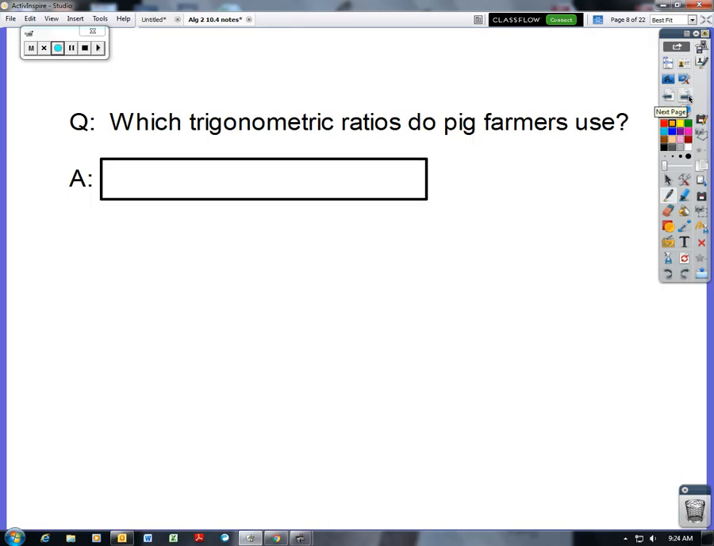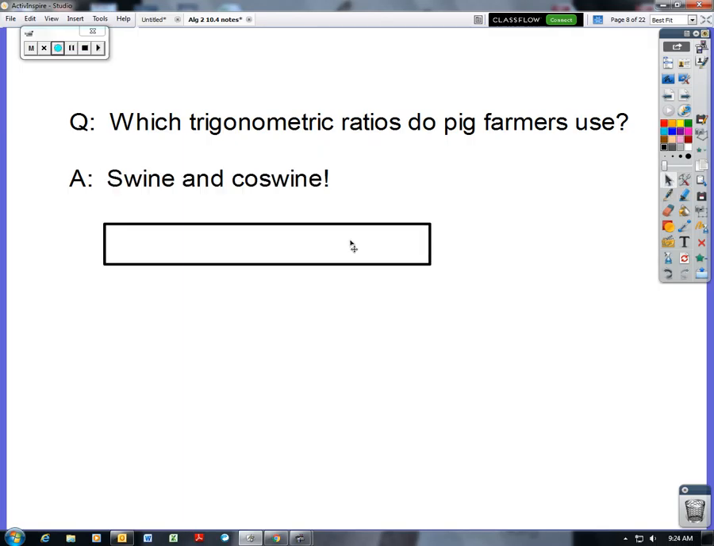Which trig ratios do pig farmers use? Huh? What would that be? Haha, swine and coswine. Very clever.